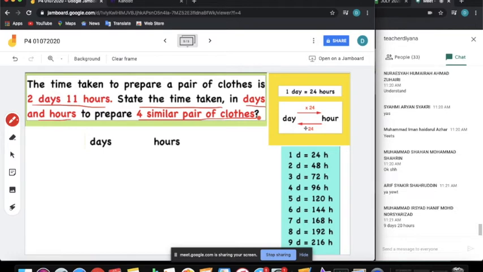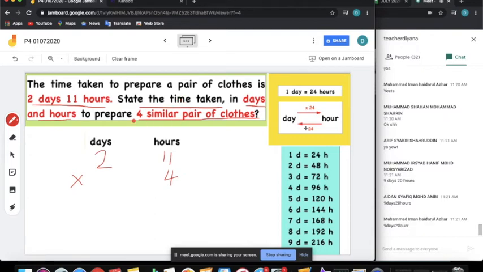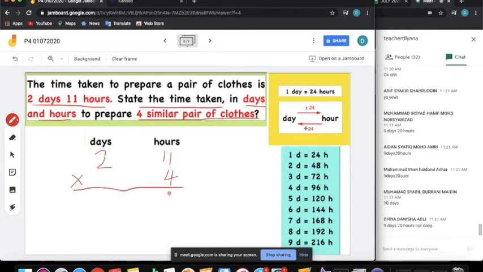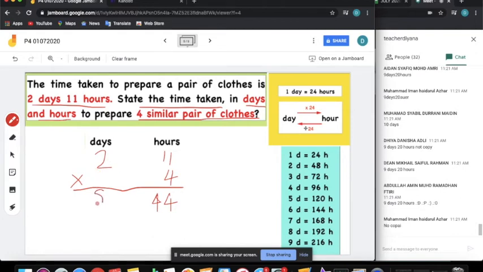Isha already answered. We don't know correct or not. So everyone look, and arrange properly. 2 days, 11 hours, time 4. Why, teacher, do I need to time 4? Because the question wants you to know 4 similar clothes. So now you time. 1 times 4 is 4. 2 times 4 is 8.